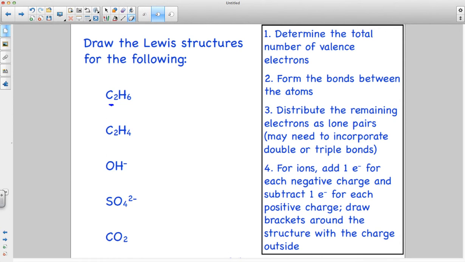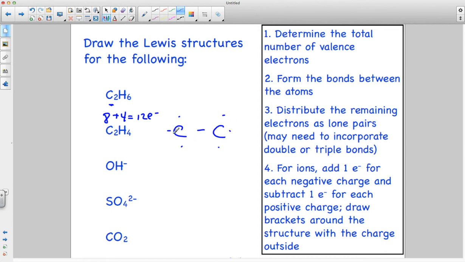I'm going to do one more here just because this one is going to get a little bit tricky. We have to move these around a bit. So let's look here at C2H4. First thing, we have 8 plus 4 electrons, so we have 12 electrons altogether. Once again, we're going to put our C's side by side. That's already 2 right there.